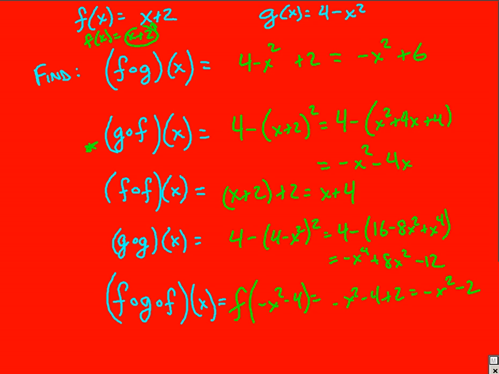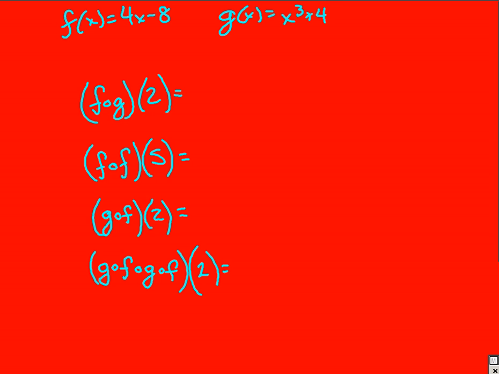And same thing as when we do combinations, it can be a lot easier to just plug in numbers. So just to point this out, if I want to do f of g of 2, what is g of 2? If I plug in 2, I would have 2 cubed, which is 8, plus 4, which is 12. That means I want to know now f of 12, meaning I plug 12 into this. And that becomes 4 times 12 is 48, minus 8 gives me 40.